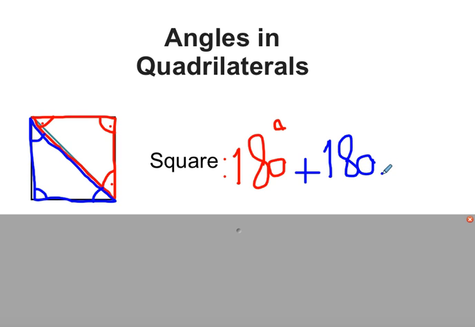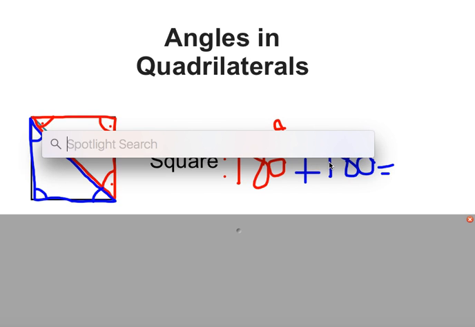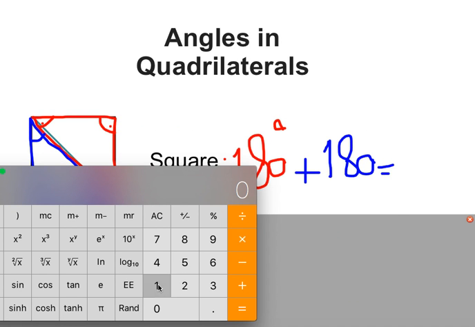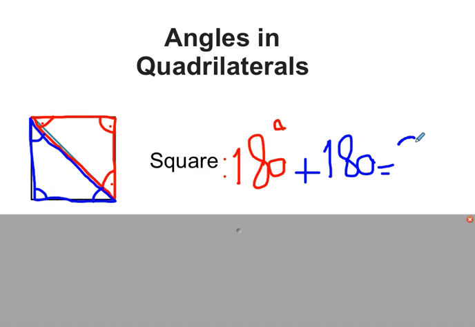So we have two triangles in this square, and the sum of the internal angles in each triangle is 180. So 180 plus 180, let's add them up. 180 plus 180 is equal to 360 degrees.